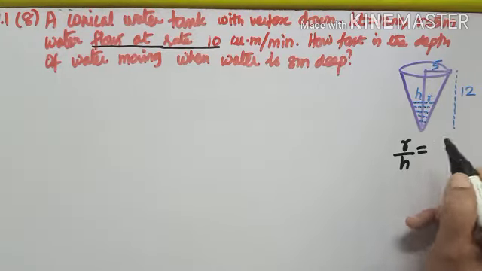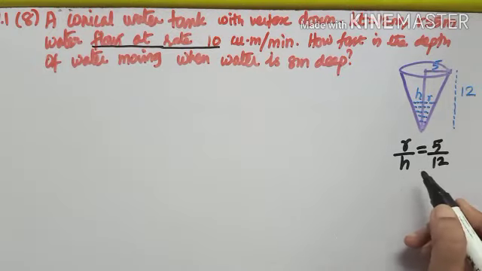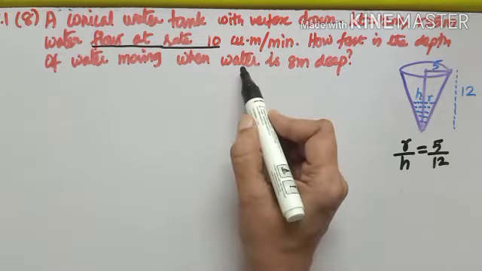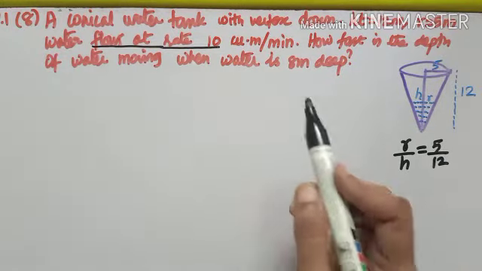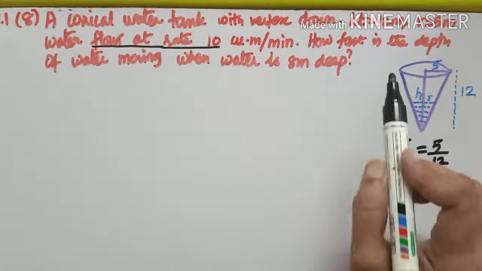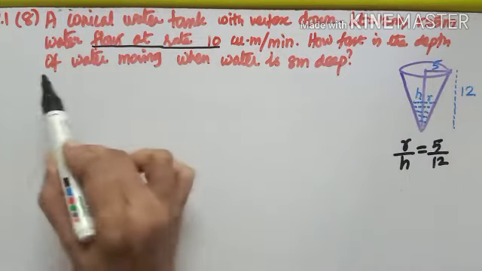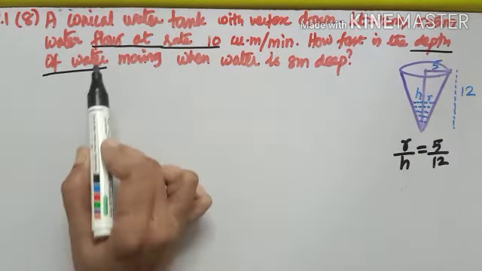R by H is equal to 5 by 12. If my question is about H, find out R in terms of H. If my question is about R, find out H in terms of R. Here my question is the depth of water, so my question is about H.